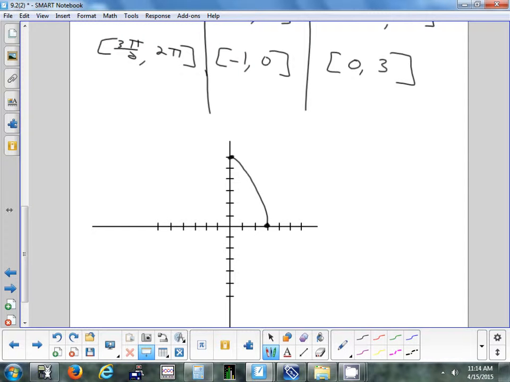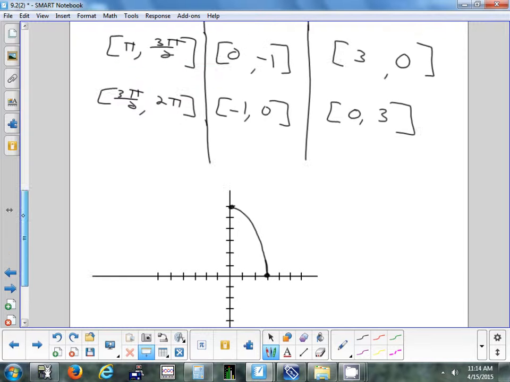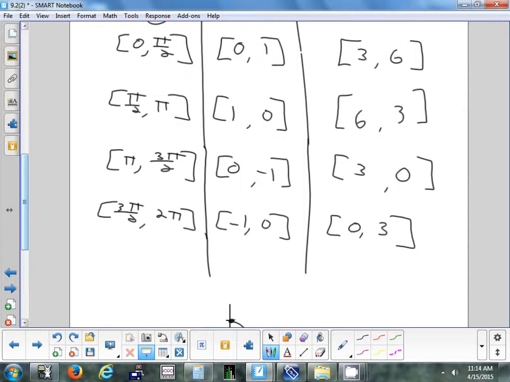It should even be a little bit more curved than that. It's as good as I can do. All right, let's look at the next part. At pi over 2, we're at 6. Okay, we already have that marked. As we head towards pi, the radius is going to shrink back down to 3.